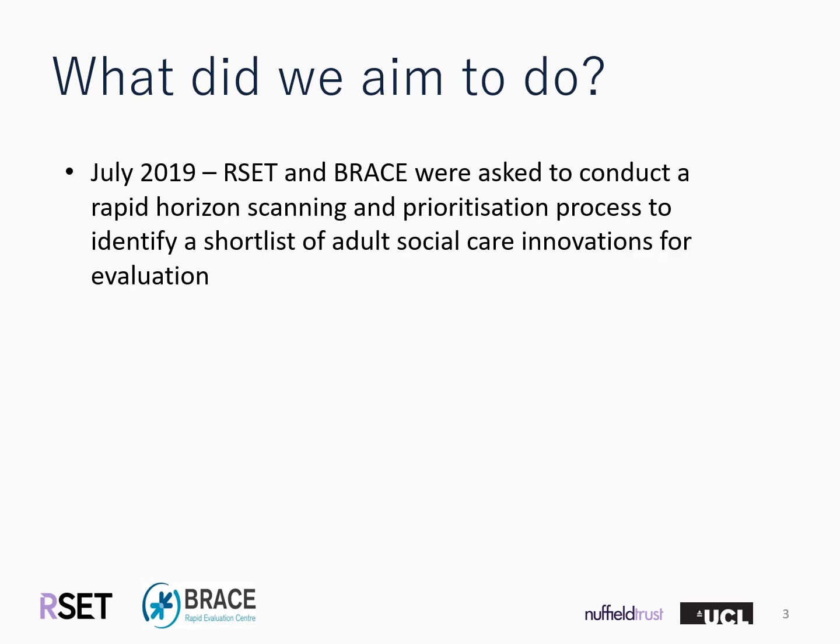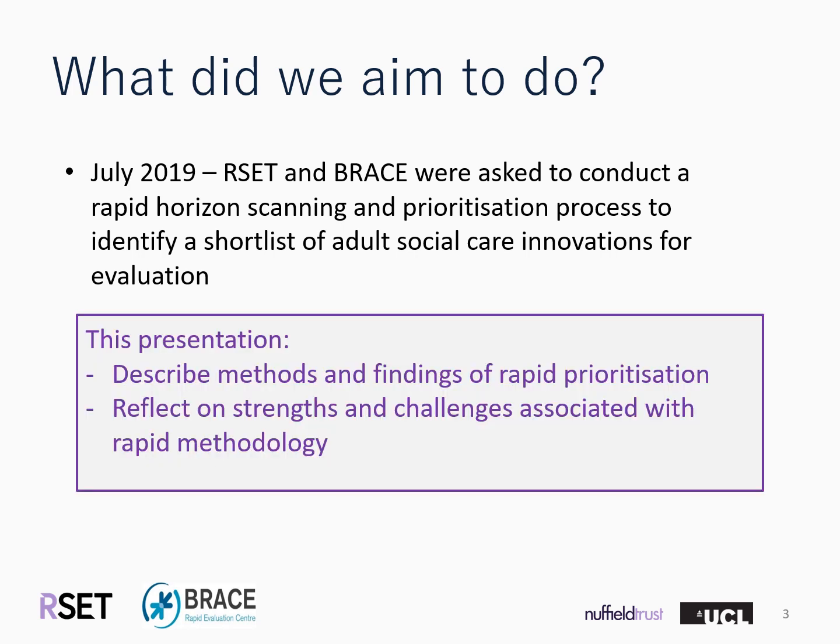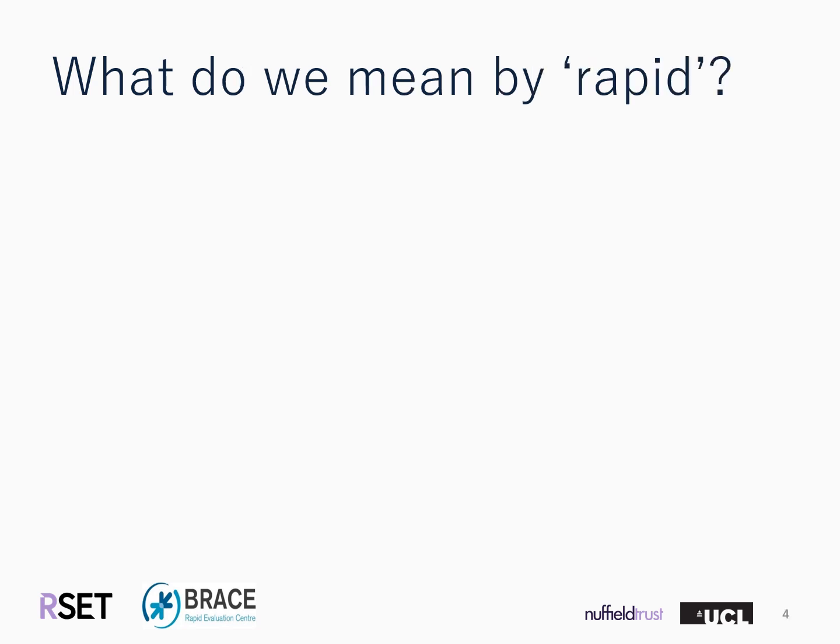So what did we aim to do? In July 2019, Reset Embrace were asked to conduct a rapid horizon scanning and prioritisation process to identify a short list of adult social care innovations for evaluation. In this presentation, I'm going to describe the methods and findings of the rapid prioritisation that we used, and I'm going to reflect on the strengths and challenges associated with rapid methodology.